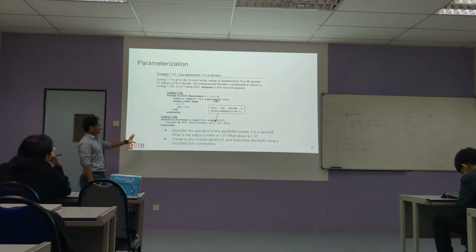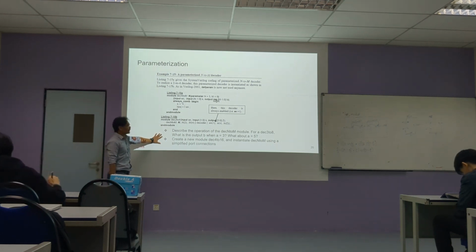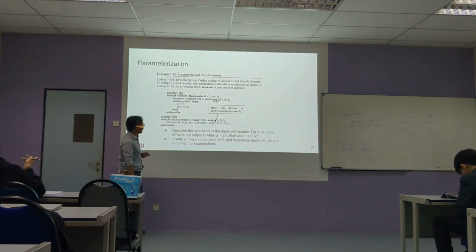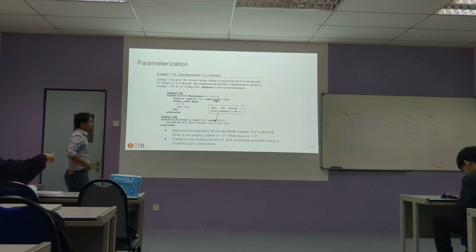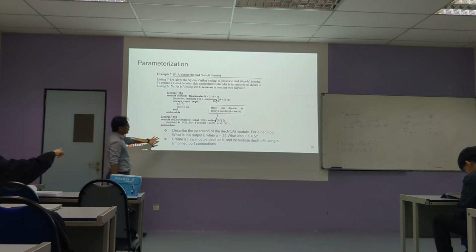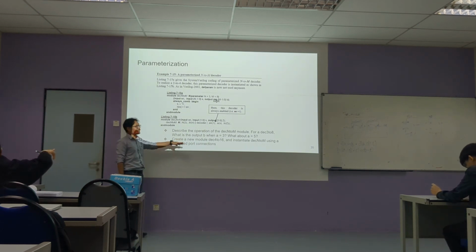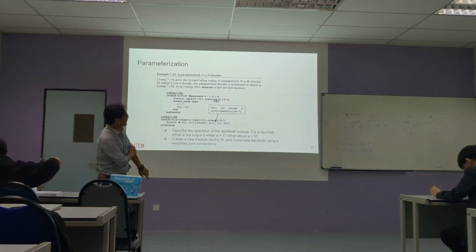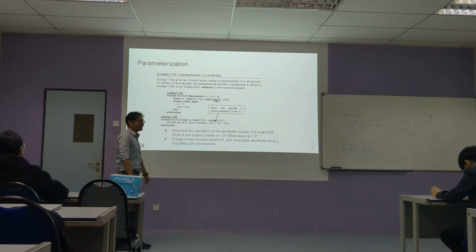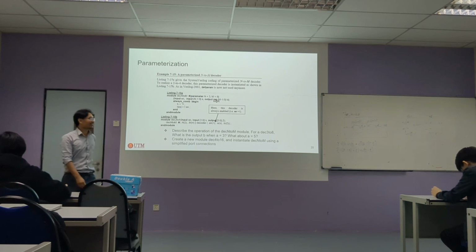Okay, so let's try and do this. Describe the operation of the module. What does it do? For the decoder 3 to 8, what is the output B when A equals to 3 and A equals to 5? What is the output B? And then create a new module, 4 to 16 decoder, instantiated using a simplified port interface. This one is a little bit tricky compared to the first 3 examples. I have to think a bit what to do. So that's 10 minutes, then we get the solution.